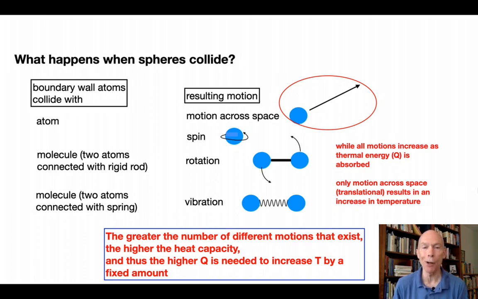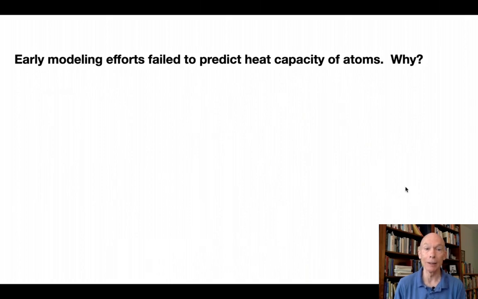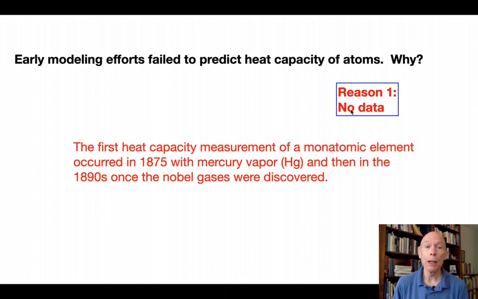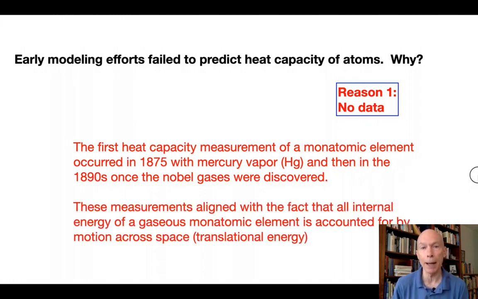I don't want to get into them all now, but there's a reason for talking about this. The early modeling efforts failed to predict the heat capacity of atoms. Why was this? Well, one theory is that there was no data. The first heat capacity measurements of a monatomic element occurred in 1875, and it wasn't with the noble gases, as one would think. It was actually with mercury vapor. And it was only later that the noble gases, specifically helium, were discovered in the 1890s. So there was no data around on monatomic elements or atoms to look at heat capacity.